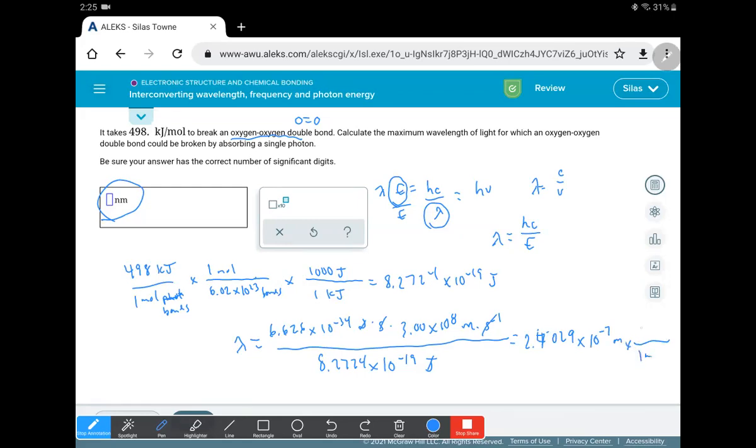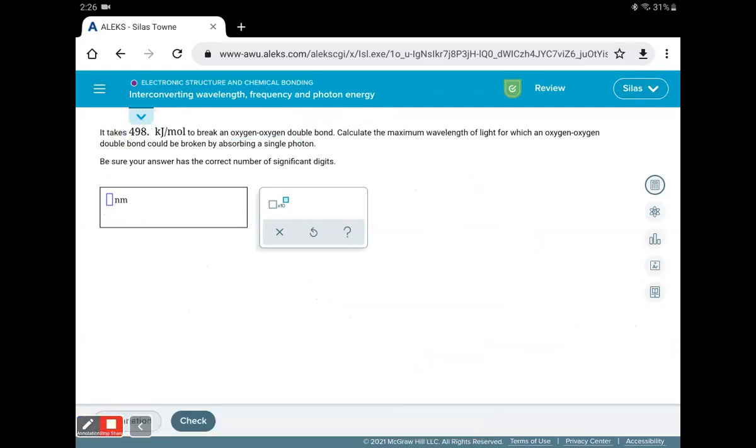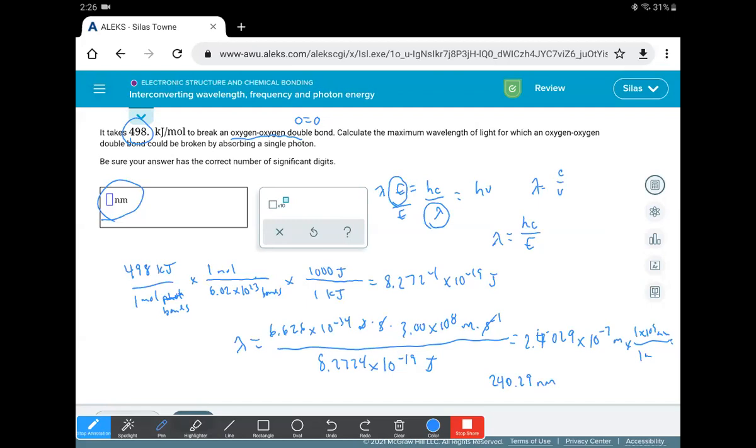So 1 meter is 1 times 10 to the 9th nanometers. So let's multiply that by 1 EE9, and I get 240.29 nanometers. Let's look at our sig figs. We got 3 sig figs. So it's 240, so I'm going to write 2.40 times 10 to the second. So 240 nanometers is definitely, visible light ends at 400. So that actually might be in the high energy UV range.